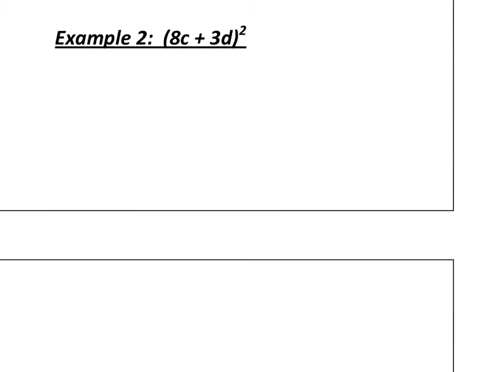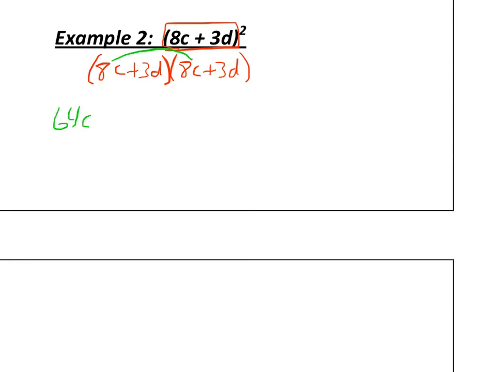In reflection, can I do this? No, you cannot do that because of the addition. So we are not allowed to do a distribution of powers here. What we are to do is to understand that this actually means 8c plus 3d twice. There's two of them, which tells us that we are to FOIL. And we get 64 c squared.